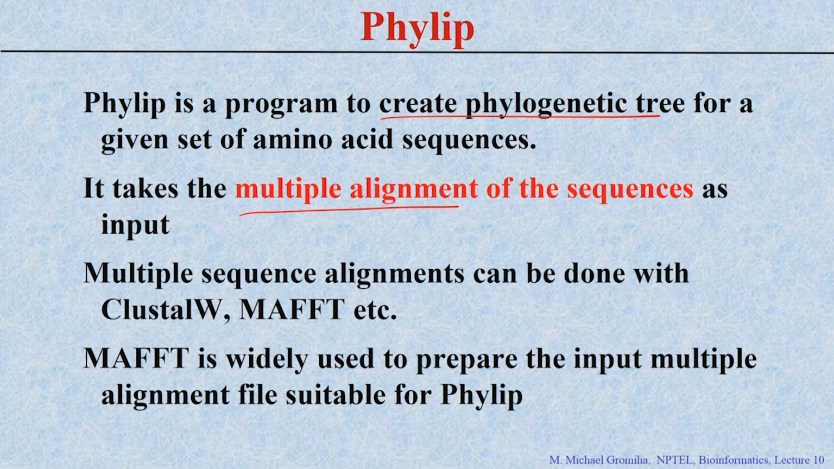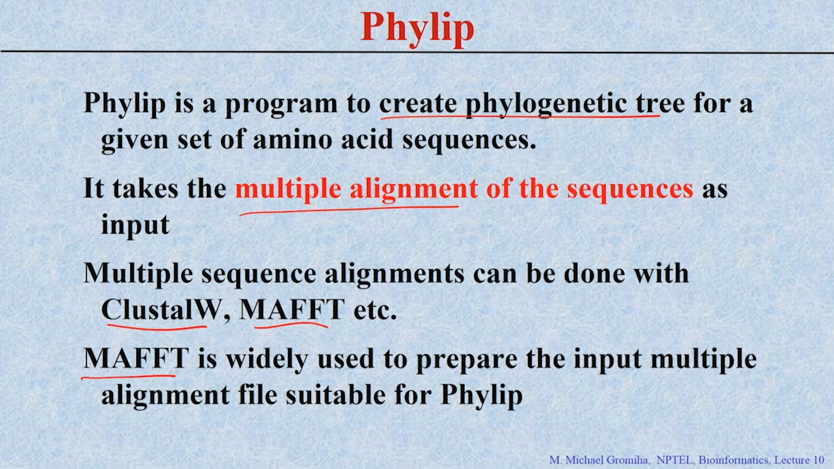How do we get the multiple sequence alignment? What are the methods commonly available to align sequences using multiple sequence alignment? Clustal W, currently Clustal Omega, MAFFT, ProMols, Puzzle and so on. Phylip automatically gets the information from MAFFT. If you give the MAFFT alignment, it will automatically take the alignment and then give you the tree.